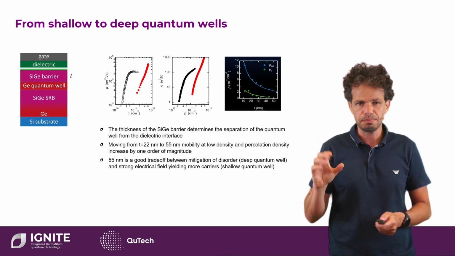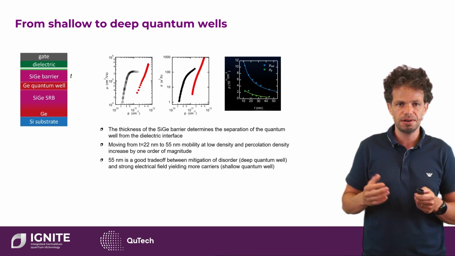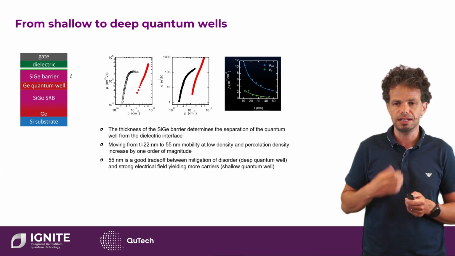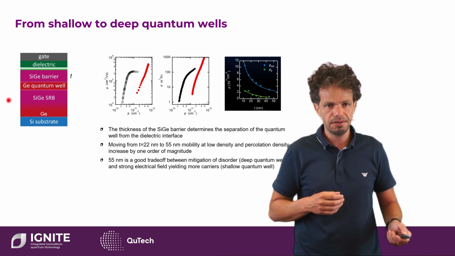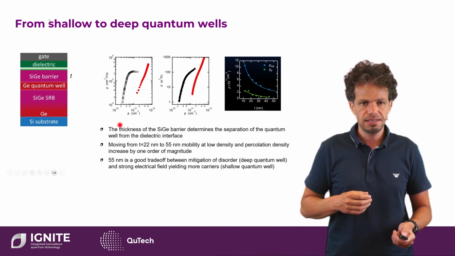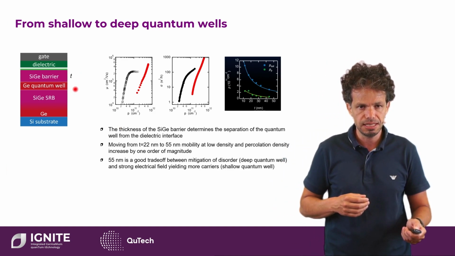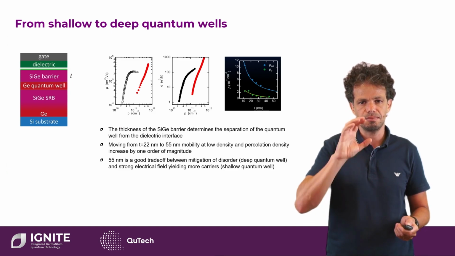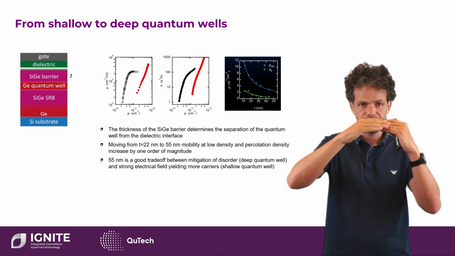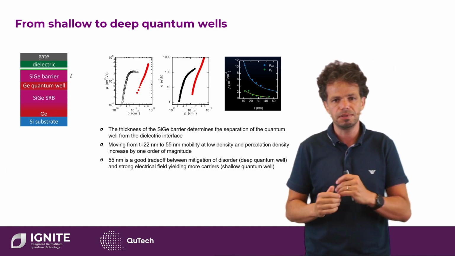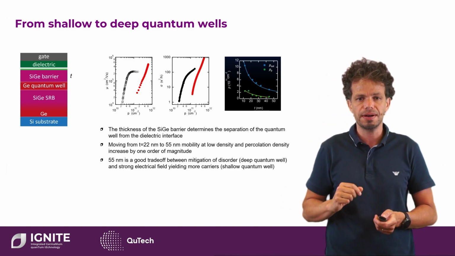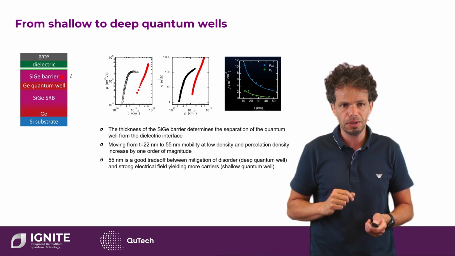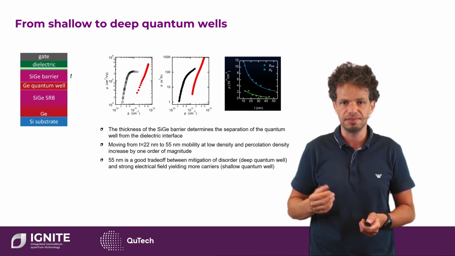And now let's look at 2 experiments where we change the structure, so the design of the heterostructure, and let's see what happens to mobility and percolation density. So on the left here, you see an example of a typical germanium quantum well structure. In this experiment, what we did was change T, which is the thickness of the silicon germanium barrier that separates the quantum well from the gate stack. So this is a very important metric. And we moved here from 22 nanometers to 55 nanometers.